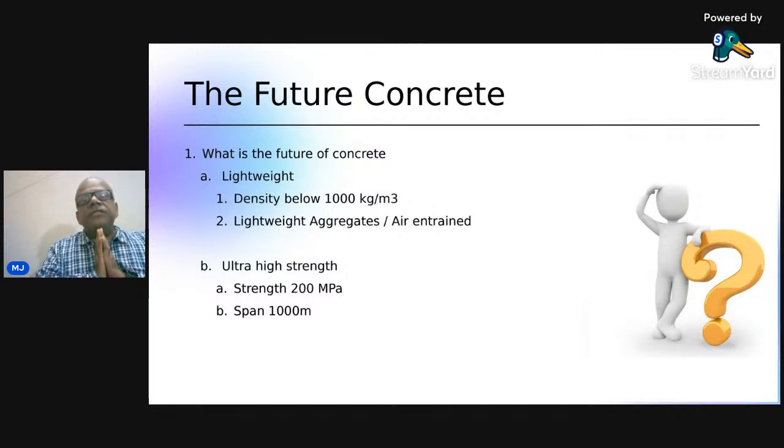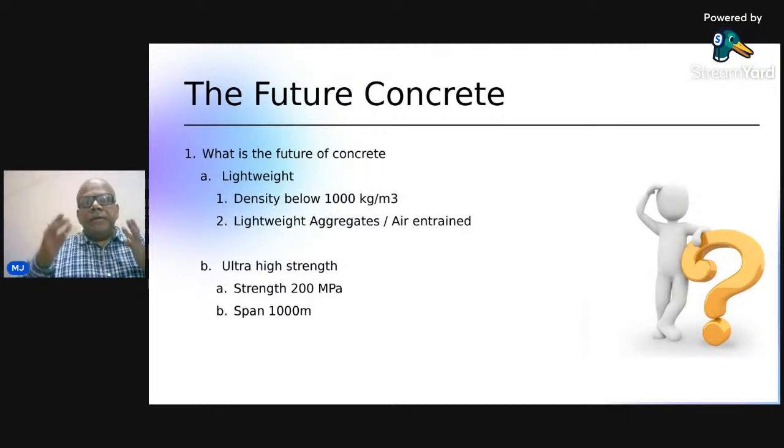The second is the very high strength concrete, 200 megapascal. I have read that in the laboratory it has been already developed and they are trying to apply it on some project, but I have not yet seen any project where 200 megapascal concrete is being used. So what would happen if the density of concrete comes down and the strength of concrete goes up, right? So the density has to come down and the strength has to go up.